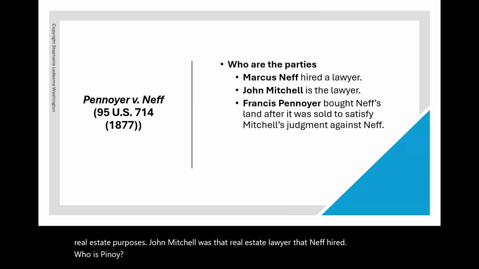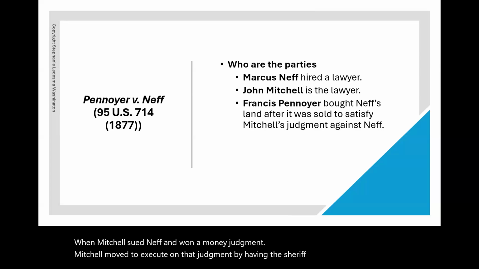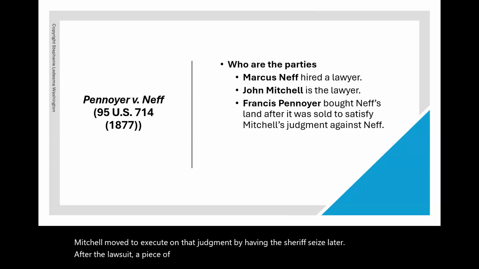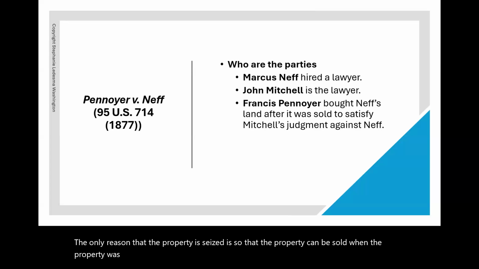When Mitchell sued Neff and won a money judgment, Mitchell moved to execute on that judgment by having the sheriff seize, later, after the lawsuit, a piece of property owned by Neff. The only reason that the property is seized is so that the property can be sold. When the property was sold, the money was given to Mitchell. Mitchell is now paid and is happily on his way.